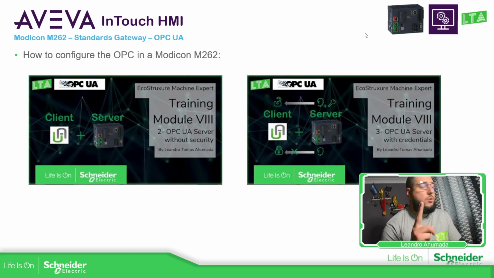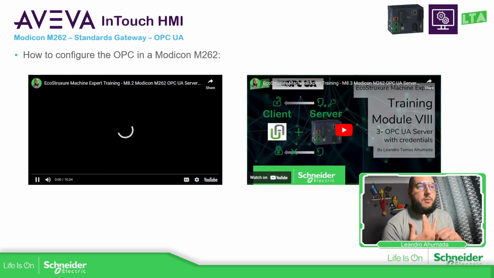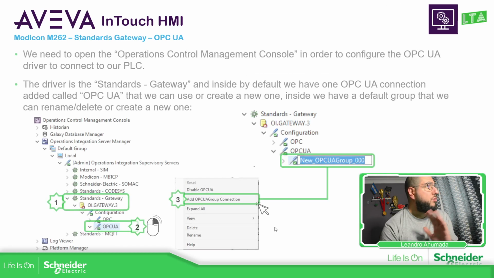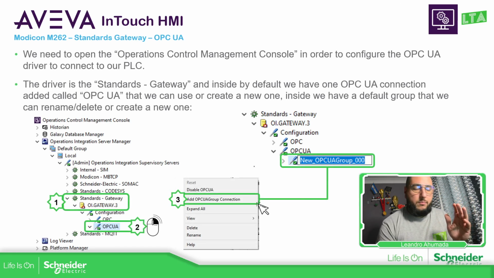I have already created two videos on how to use the OPC UA in the Modicon M262. They are already available and easy to share. You can find them on the network. But the main thing is to program the M262, and then you have the possibility to use credentials or not, but it's up to you how you want to share the data.